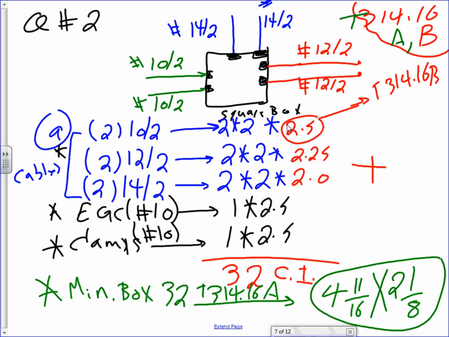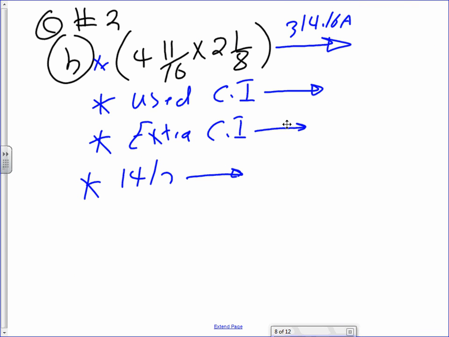Any comments, any questions? Are there any devices in this box? No devices, nothing. It's a junction box. The clamps are inside. If the clamps are outside, it's a big fat 0. Good? Okay.